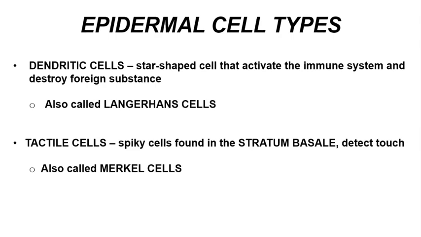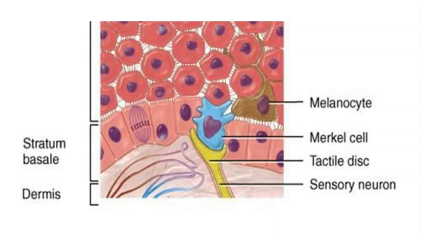And finally, we have tactile cells. As their name implies, they are touch-sensitive cells. You may also see them referred to as Merkel cells. The Merkel cells are spiny-shaped cells, typically found within the stratum basale. Here, they are associated with a sensory neuron that carries the sense of touch that they detect to the brain, and it is the brain that will then interpret and process that sense of touch.